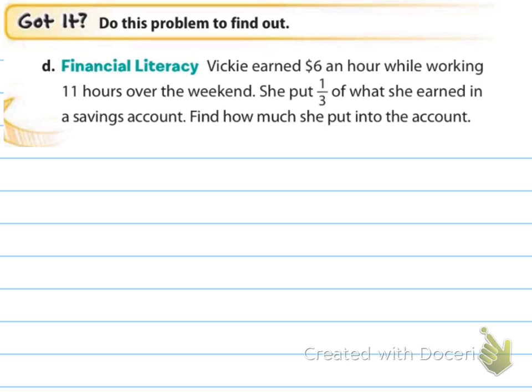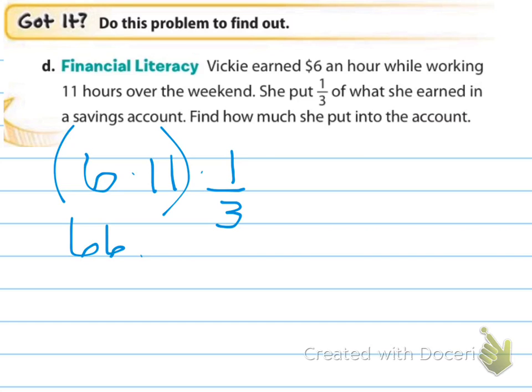Alright, now there's several different ways that you can set up this equation. You can do 6 times 11 times 1/3. Solve the 6 times 11 first and say, okay, 66 times 1/3. Cross simplify by dividing by 3, and you would get 22.